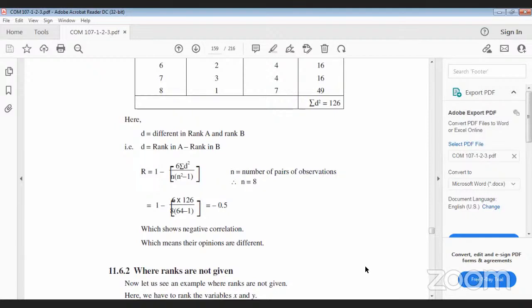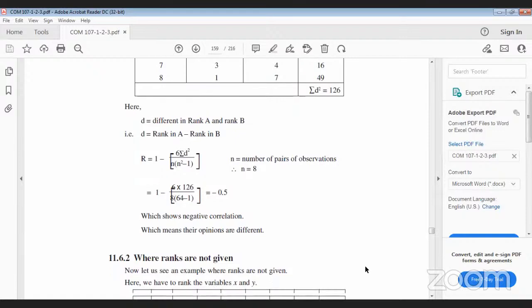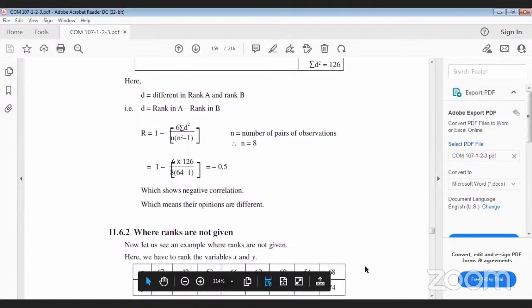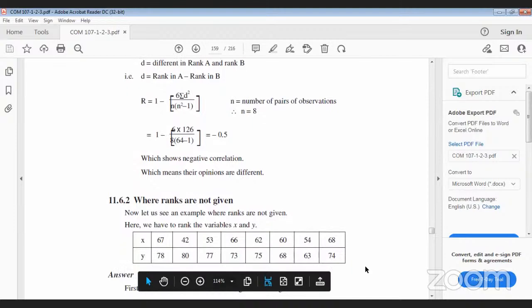That means the opinions of judge A and judge B are different. So this is the answer when the ranks are given, and here the ranks are given by judge A and judge B, and those are different. Now, in this example ranks were given, but sometimes ranks are not given. Let us see an example where ranks are not given. Now we have to rank the variables x and y.